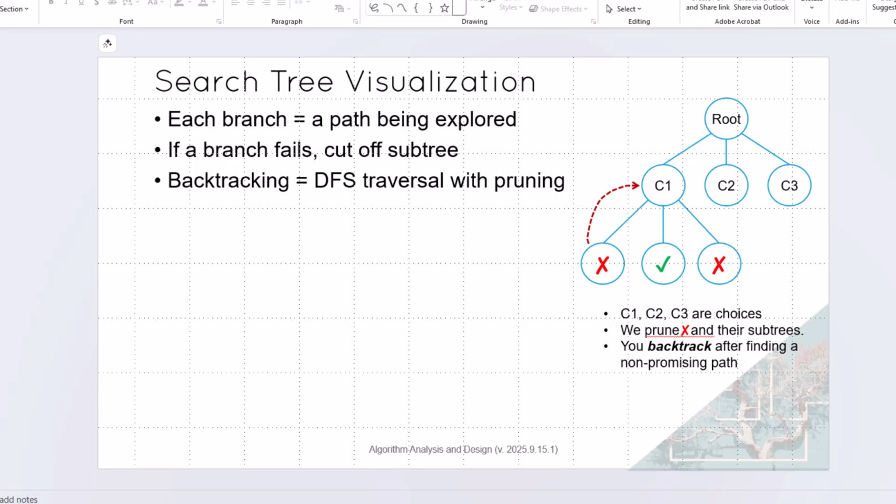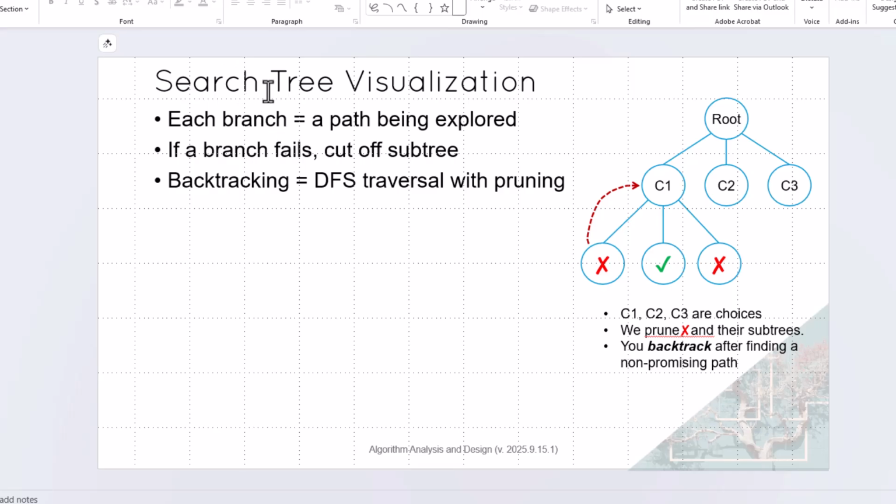Some search tree visualization here. Every time we branch off, the C1, C2, C3 are just choices. You can assume that they also have subtrees potentially. Those are the choices. Now we're focusing in on, say, choice 1. Let's say choice 1 has further choices, another level of choices, say 1.1, 1.2, 1.3.